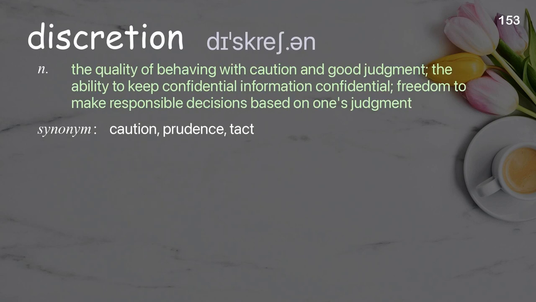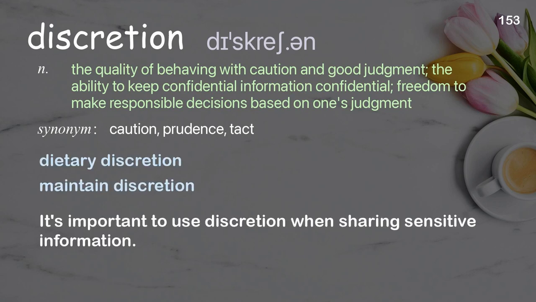Discretion. The quality of behaving with caution and good judgment, the ability to keep confidential information confidential, freedom to make responsible decisions based on one's judgment. Examples: dietary discretion, maintain discretion. It's important to use discretion when sharing sensitive information.